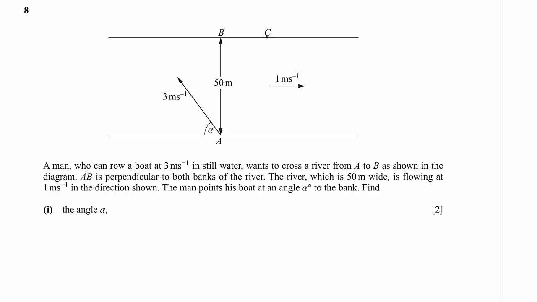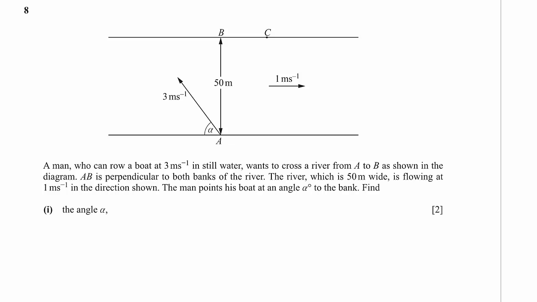A man who can row a boat at 3 meters per second in still water wants to cross the river from A to B as shown in the diagram. AB is perpendicular to both banks of the river. The river is 50 meters wide, as we can see, and it's flowing at 1 meter per second in this direction. So he points his boat at this angle alpha.